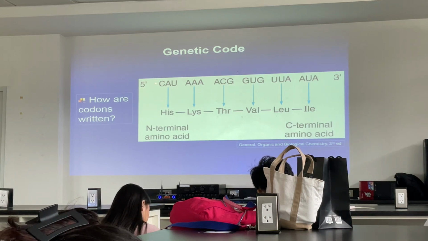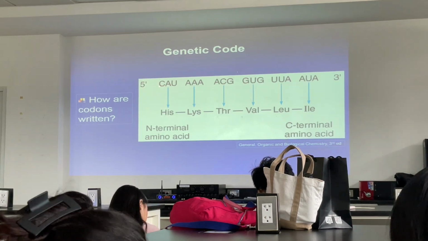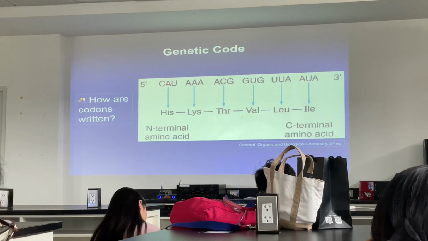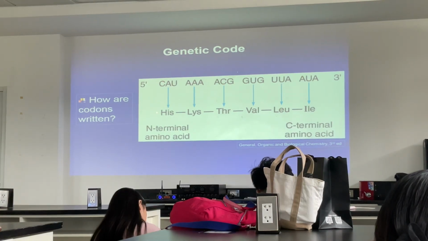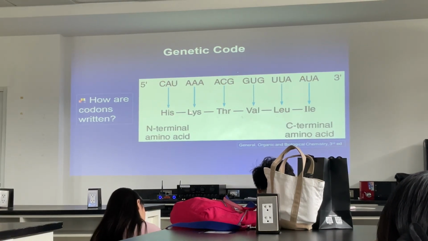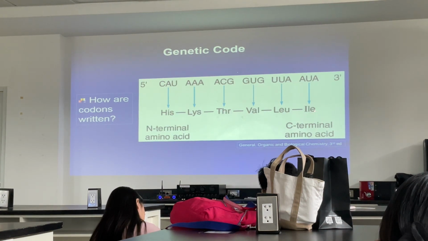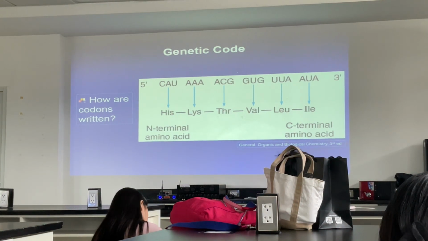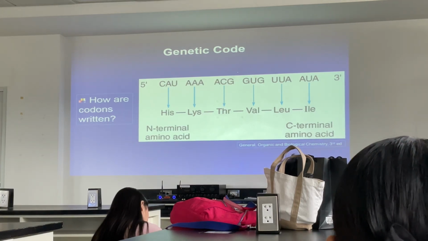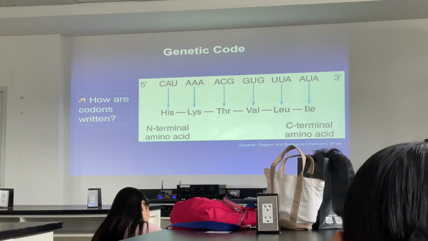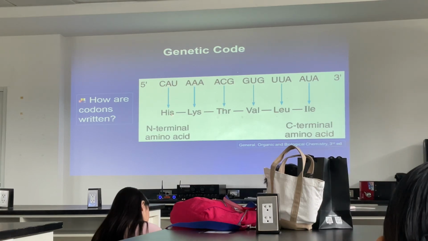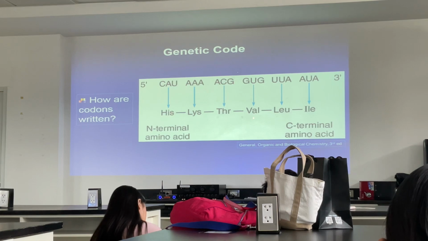So if this is the messenger RNA, it will now dictate the sequence of the amino acids found in the peptide chain that is synthesized. So for a protein to be functional, it must have the correct sequence of amino acids in its polypeptide chain.